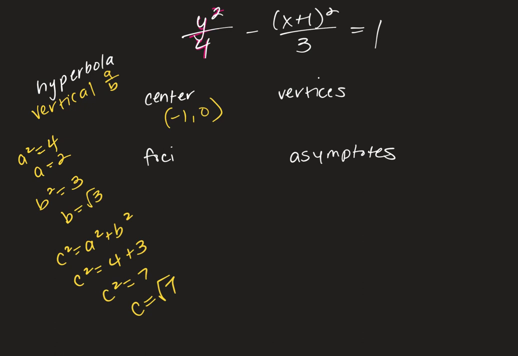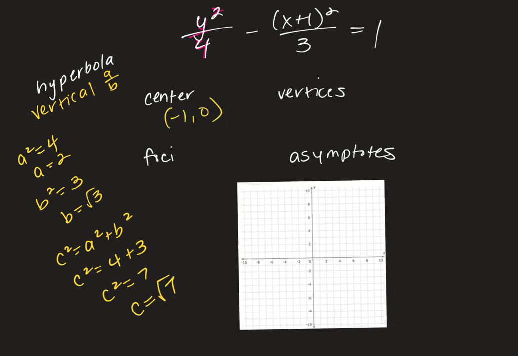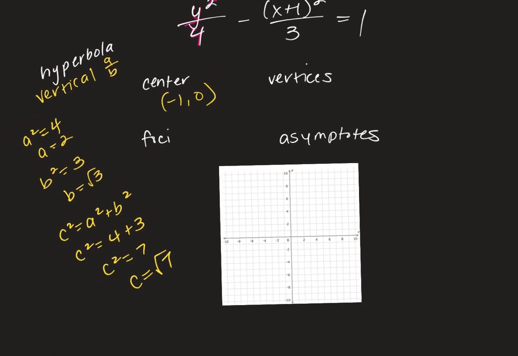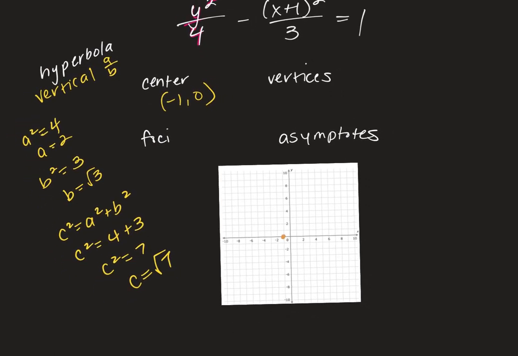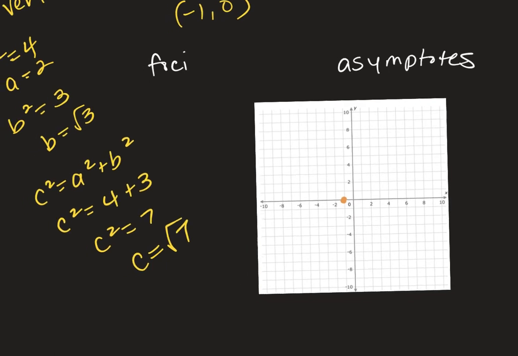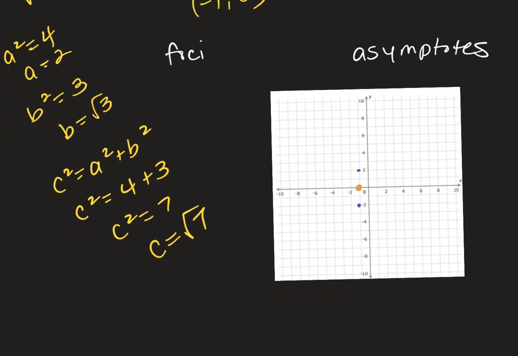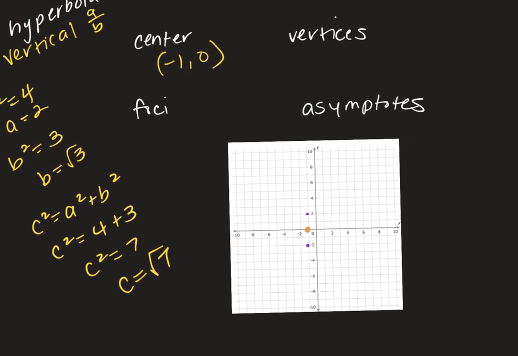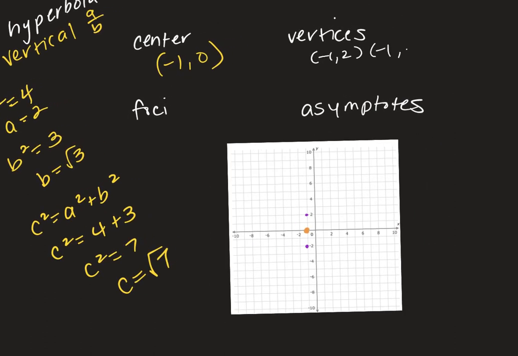I'm going to look at my graph because it will make it easier. My center, negative 1, 0. It's vertical, so I'm moving up and down the A. So I go up and down 2, and I already have the vertices. Negative 1, 2, and negative 1, negative 2. My co-vertices go right and left, root 3. So we're going to say that's just smaller than 2, like a 1.7 even, or 1.5 even. I won't be able to tell the difference between those.